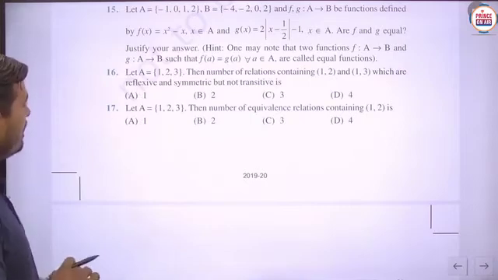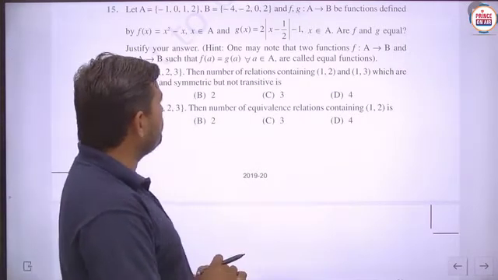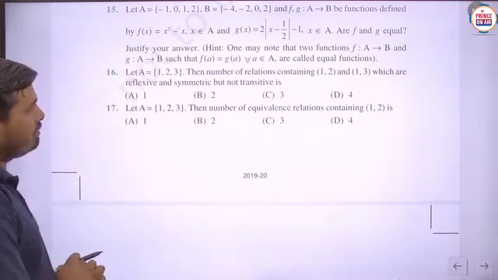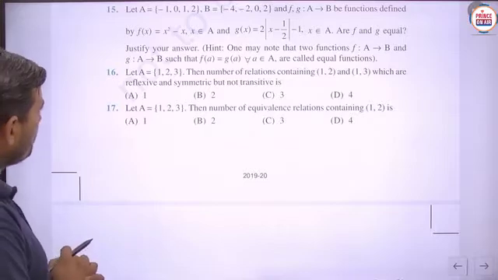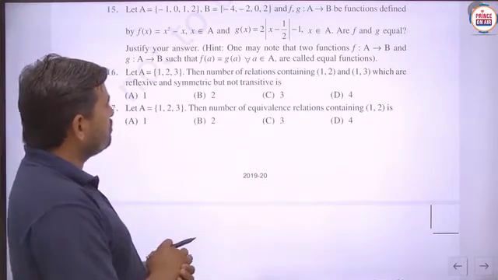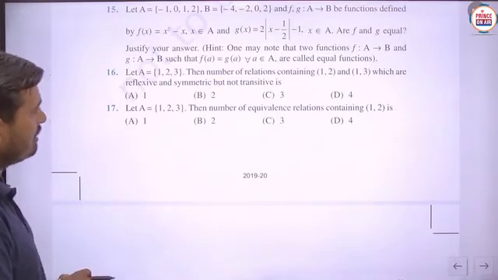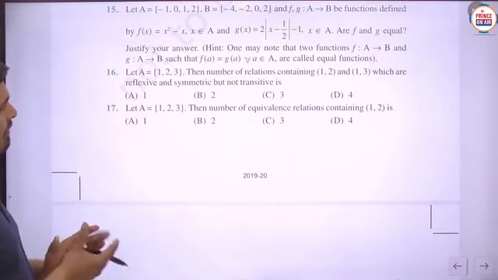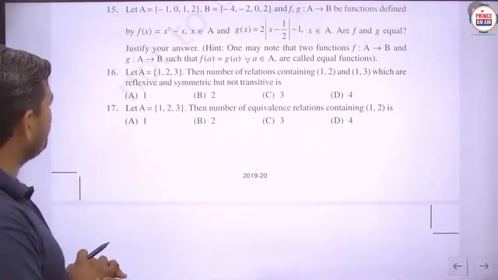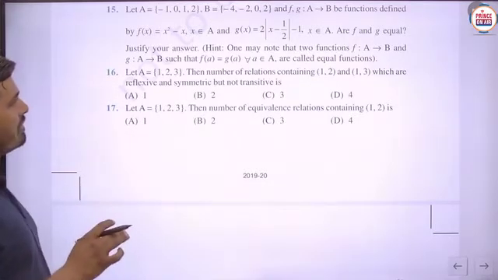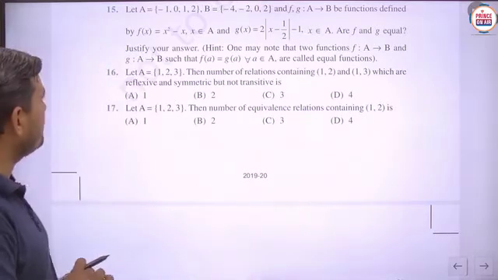Let A be {-1, 0, 1, 2} and B be {-4, -2, 0, 2}, and f, g from A to B. Both the functions are defined from A to B. f(x) equals x squared minus x, and g(x) equals 2 times modulus of x minus half, minus 1. We are checking whether f and g are equal or not. Basically, a very systematic part is there. We only have to check whether f and g are equal or not. So it is a very basic question, students.